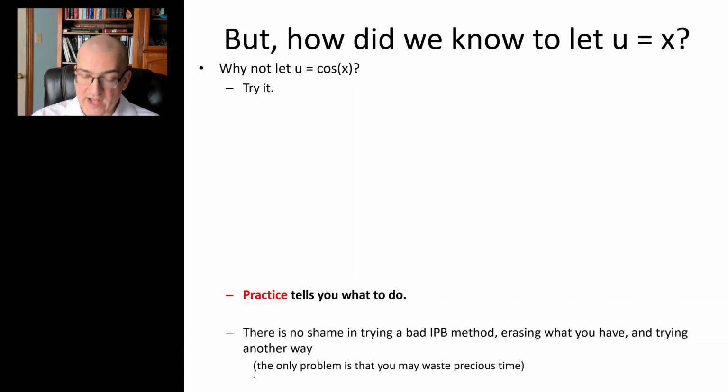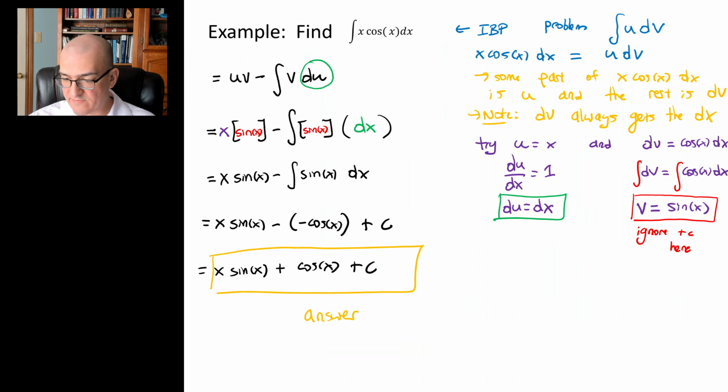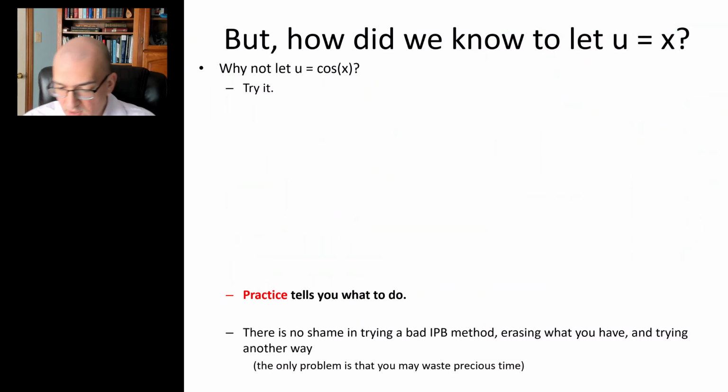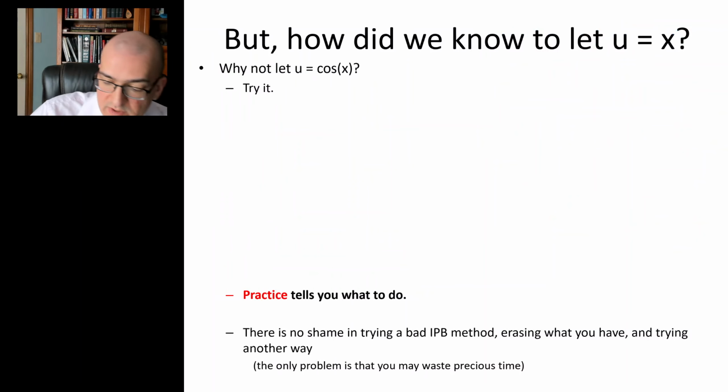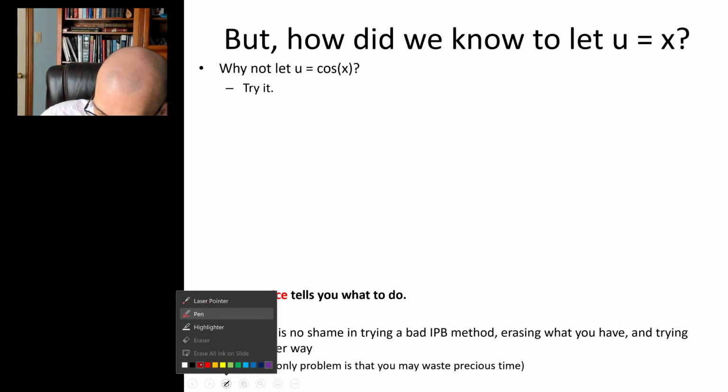So one natural question that everyone should be thinking about is that first step that we had to do was splitting up x cos of x dx into u times dv and making a choice that u is equal to x and dv is equal to everything else. There is another natural choice we could try. What if we let u equal cosine of x? So I'm going to try it and show you what happens.